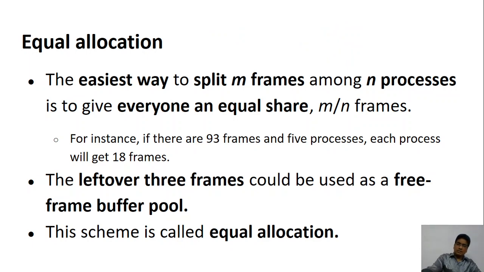So in order to avoid the confusion, I'll give you a better example. If I have 20 frames in my machine, and I have 5 programs or processes working, then every process will get 4.